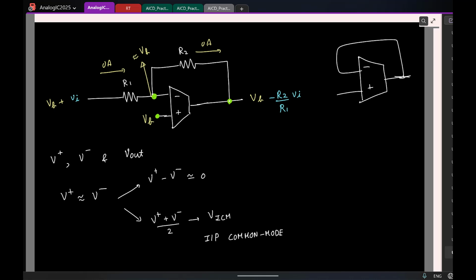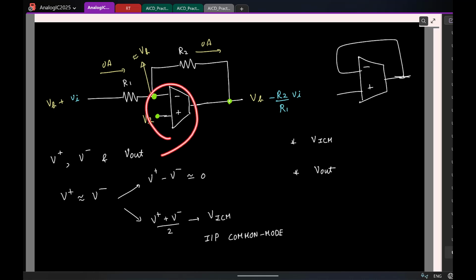The logic is simple. You see that both inverting and non-inverting terminals are at the same potential. So there is no need to specify limits for both of them individually. I'll just say what is the common voltage I can have on both V plus and V minus. That's all. So in practice, we specify only the limits on the input common mode and my output.